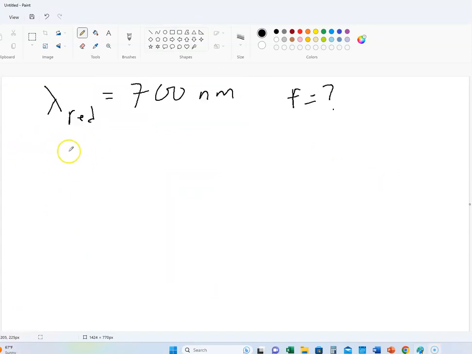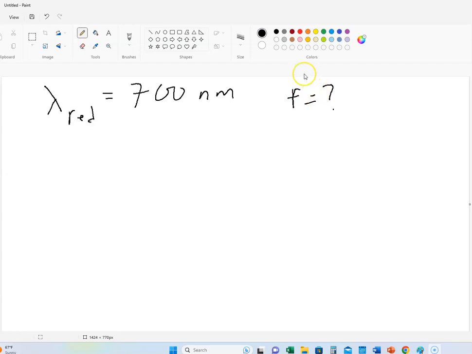All right, so here's our next problem. Let's say, and this is the deepest red that the human eye can actually see, you had some red light, and you measured the wavelength to be 700 nanometers. And again, that's the deepest red that the human eye can see. What's the frequency of that red light?